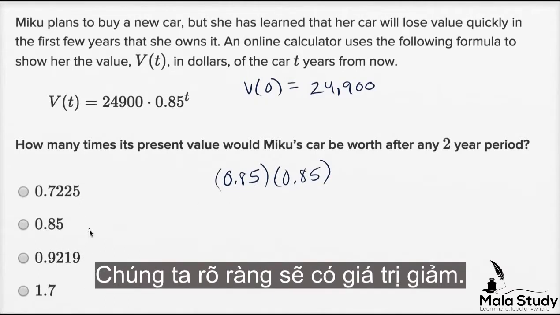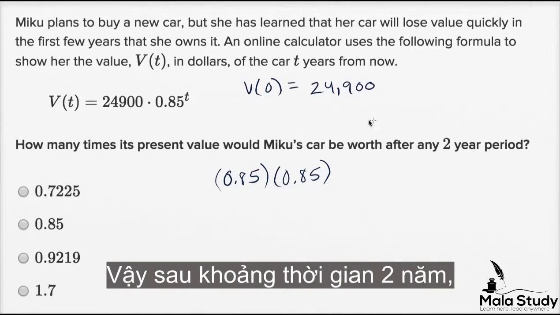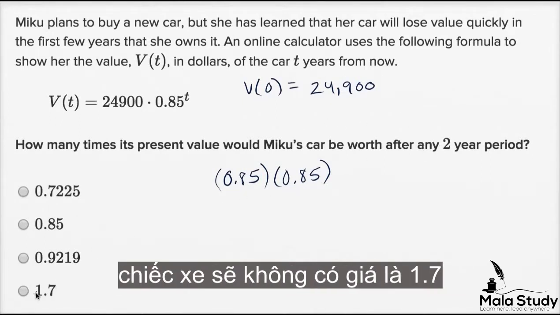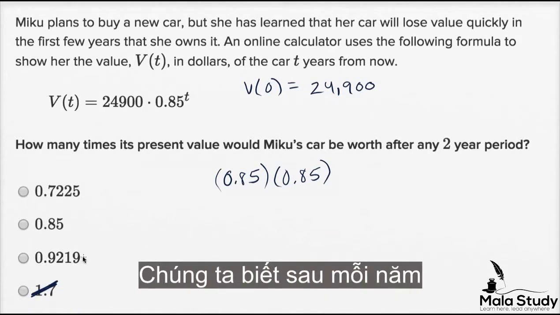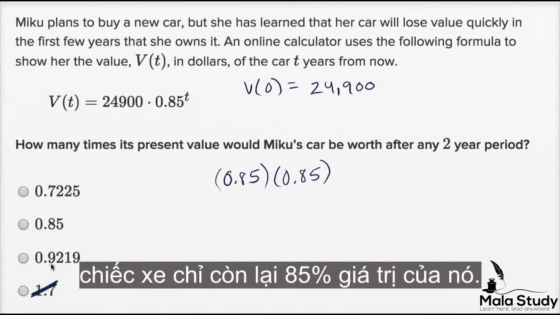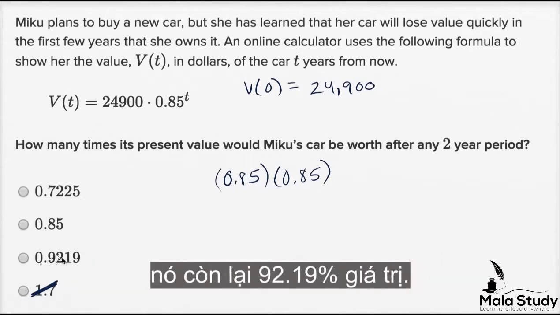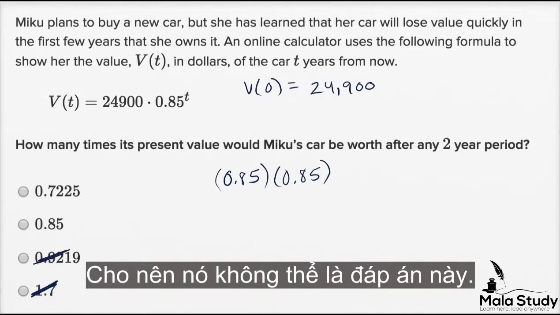So we're clearly going to decline in value. So after a 2-year period, my car is not going to be worth 1.7 times its present value. It's not going to go up in value. We know that after every year, my car only retains 85% of its value. So after 2 years, there's no way it's going to retain 92.19% of its value. So it's not going to be it.